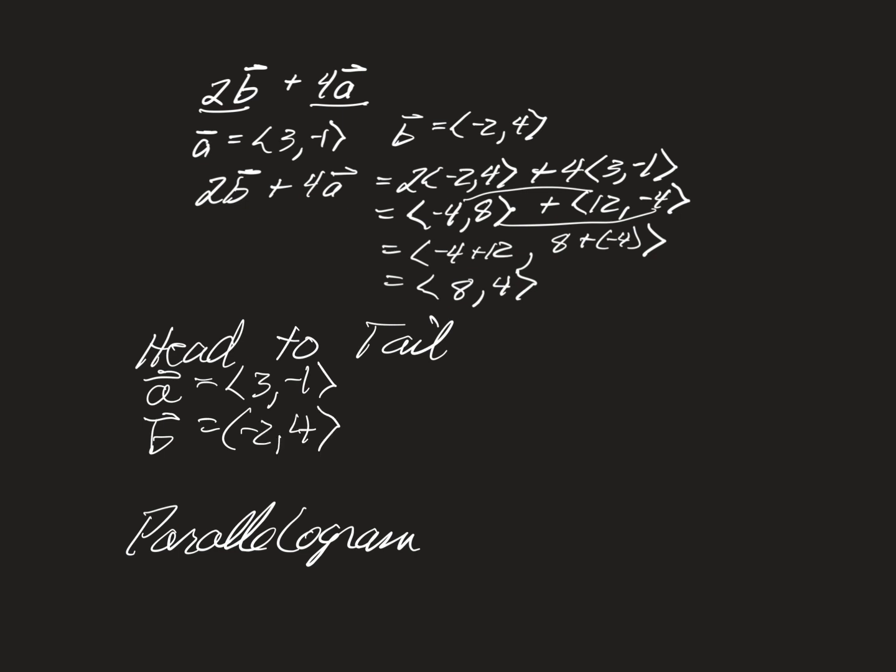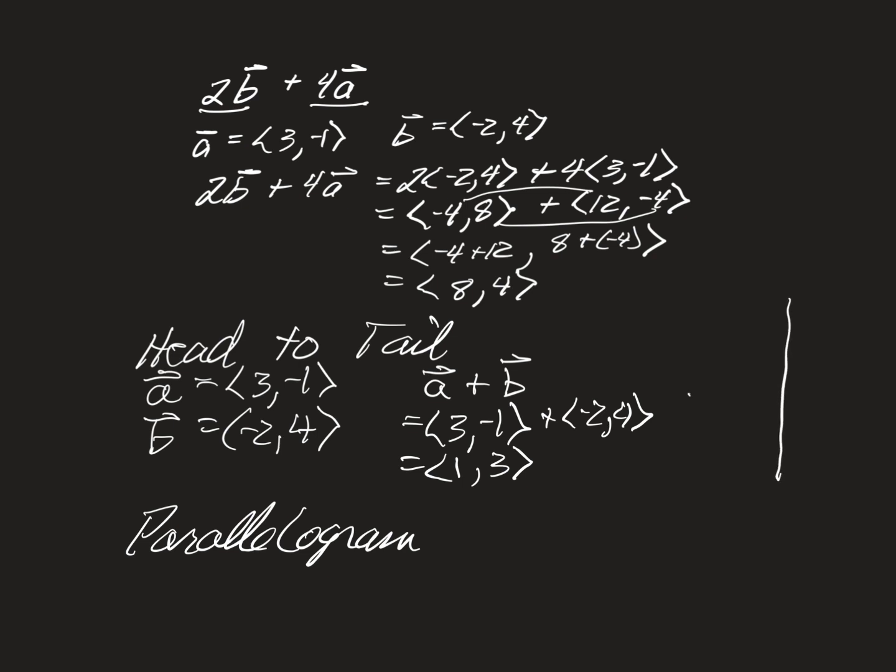And all we want to do is find A plus B, which is equal to 3, negative 1, plus negative 2, 4, which is equal to 1, 3. All we want to do is add this geometrically, all right? So head-to-tail method, how are we going to do that? So head-to-tail, we go 1, 2, 3, negative 1. So we graph that vector, 3, negative 1.